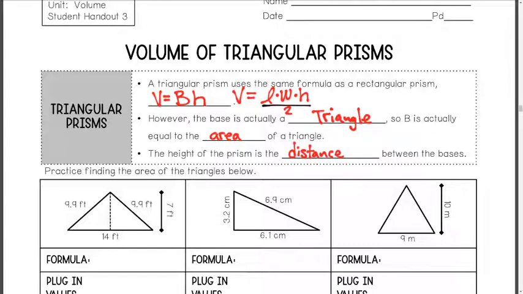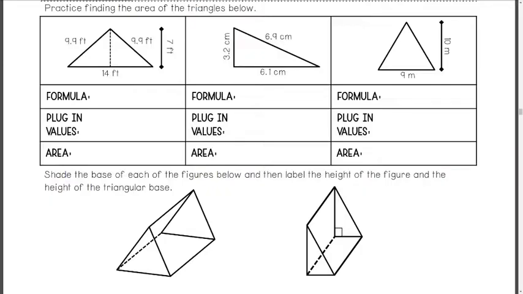So just for some practice, we have the area formula here for triangles. We would say area equals base times height divided by 2. And we've done this a lot, so we're just going to practice real quick again. The base of this shape is 14, the height is 7, so we would do 14 times 7 divided by 2. That would give us a grand total of area equaling 49 feet squared.